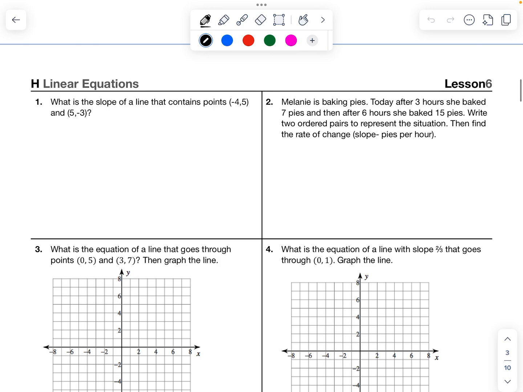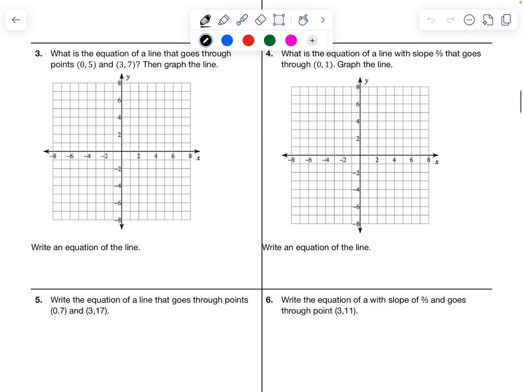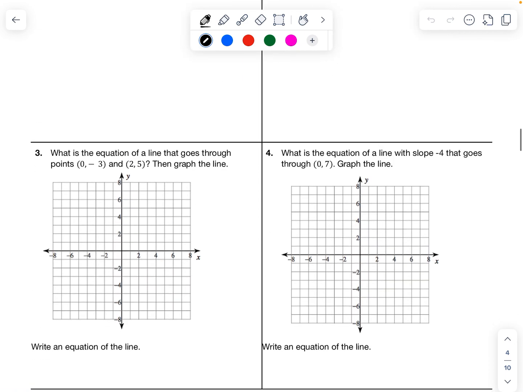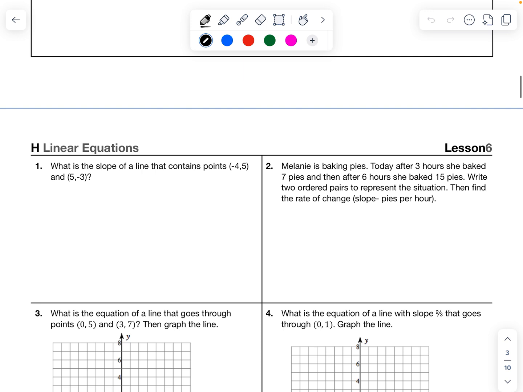All right, so we're going to go ahead and cover this lesson 6 today, and then you can go ahead and do the lesson 6 essential practice right after you're done there. 4 problems after we do these 6.